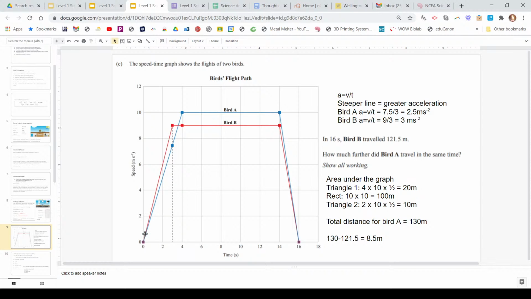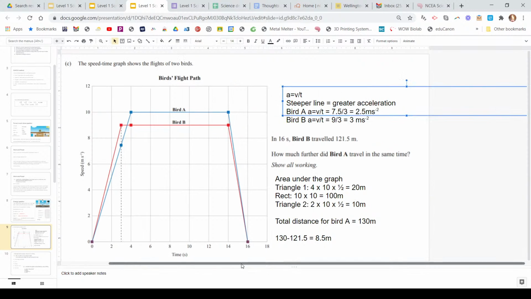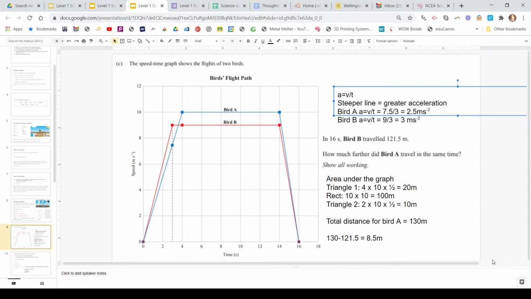So our first triangle is 4 seconds times 10 meters per second, and it's a triangle, so we half that to give us 20 meters. The rectangle is between 4 and 14 seconds, so that's 10 seconds, and the speed is 10 meters per second, so it's 10 times 10. It's a rectangle, so we don't half it, and so that's 100 meters. And then the last triangle is 2 seconds, again times 10, but it's a triangle, so we half it, so that's 10. Adding those 3 distance values together gives us a total distance of 130 meters.